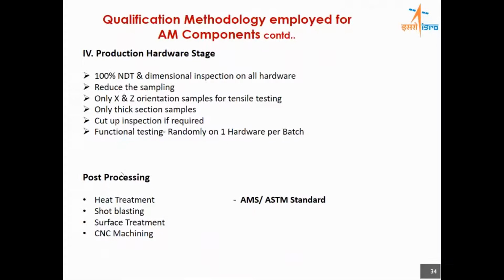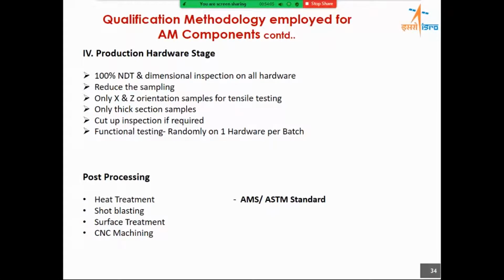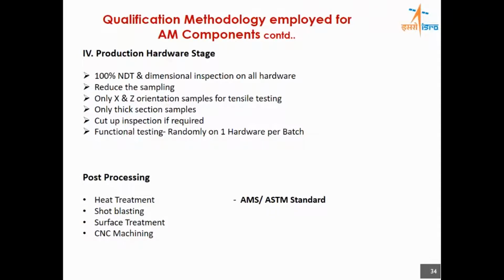So once we are through to that stage, we go for this production stage qualification, where again we try to do 100% NDT and dimensional inspection on all the hardware. And of course, since sufficient data has been established in the first article and in the qualification stage, we try to reduce the sampling. Only two different orientations we print the samples and do the testing. And functional testing is done randomly on one hardware per batch. And coming to the post-processing, the various techniques such as heat treatment, shot blasting, surface treatment, and machining are all carried out to get the final part.